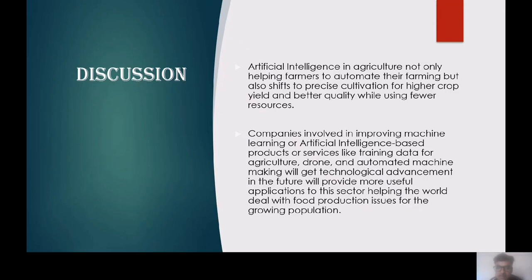Discussion. Artificial intelligence in agriculture is not only helping farmers automate their farms but also shift to precise cultivation for higher crop yield and better quality using fewer resources. Companies involved in improving machine learning or AI-based products or services, like training data for agriculture, drones and automated machine making, will get technological advancement in future and will provide more useful applications to this sector, helping the world deal with the food production issue for the growing population.